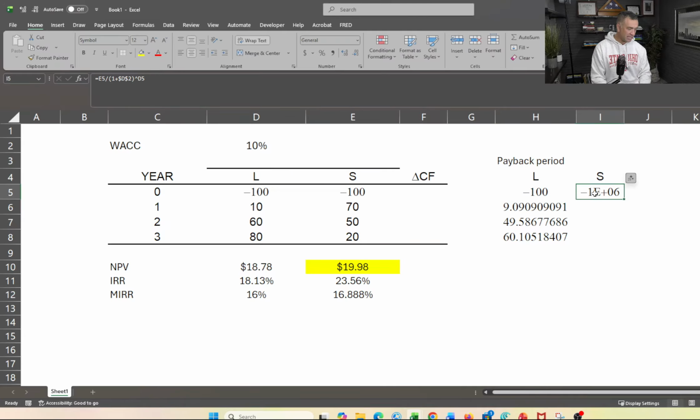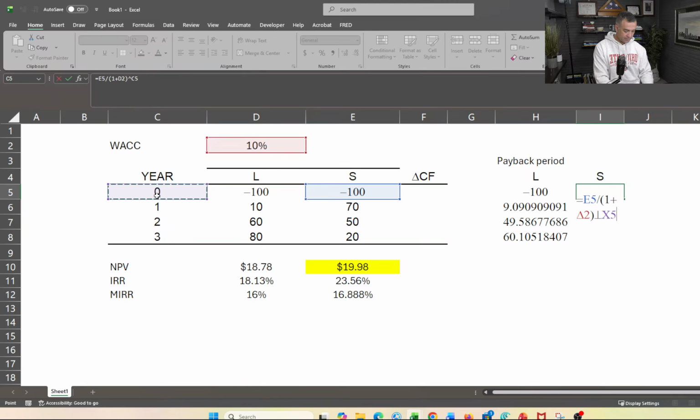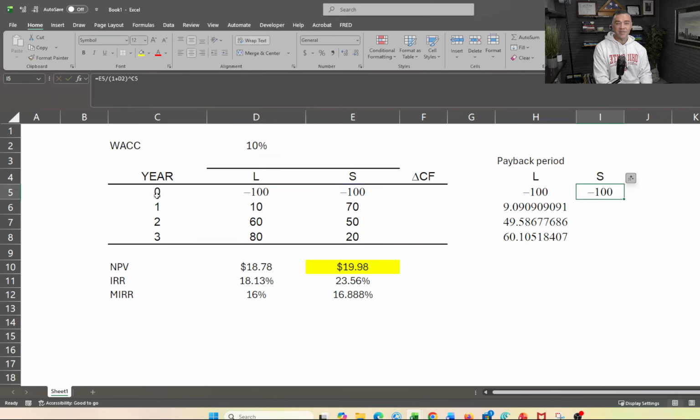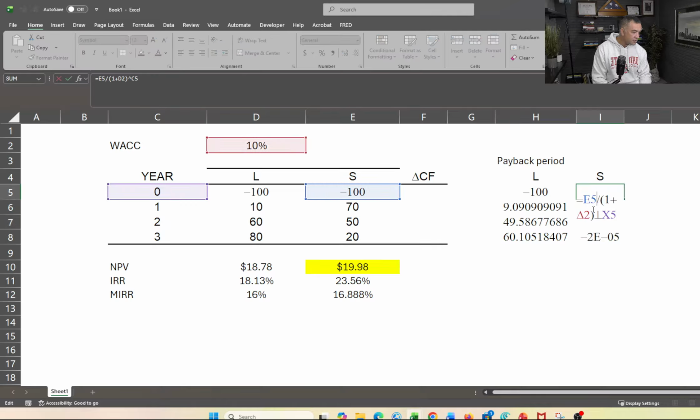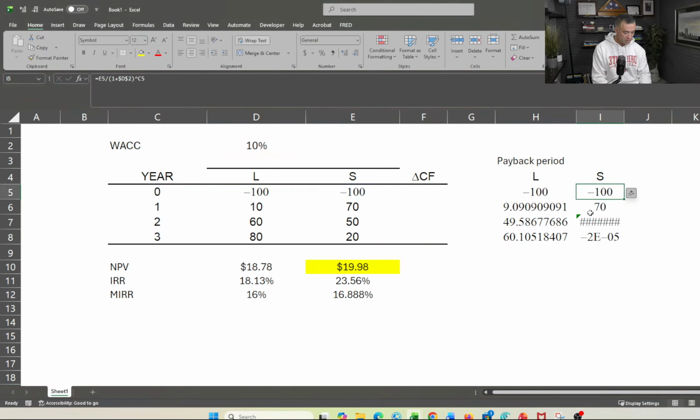For some reason my formatting's all crazy. Let's just discount this really quick: 1 plus the WACC. Remember, this is the present value equation here, and we should know how to do it. If I discount something to the 0 power, it's the same thing. Oh, I forgot the interest rate. You have to freeze it, making it an absolute reference for the interest rate. Okay, those are the discounted cash flows there.